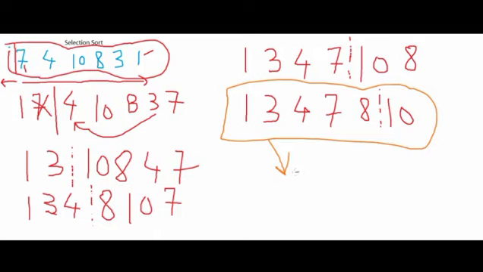So now you can see that this is sorted in the ascending order, right? 1, 3, 4, 7, 8, 10. So this is sorted, right? So we used selection sort to sort the given array or the list. So in the next video we will discuss the shell sort, right?